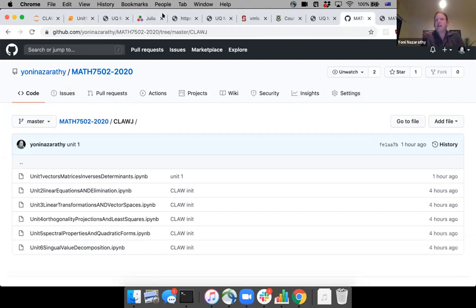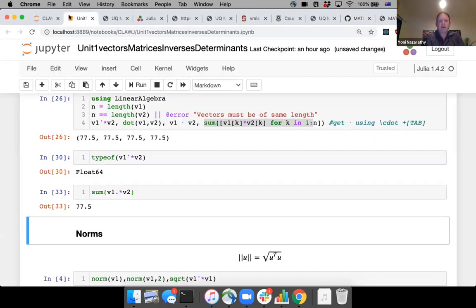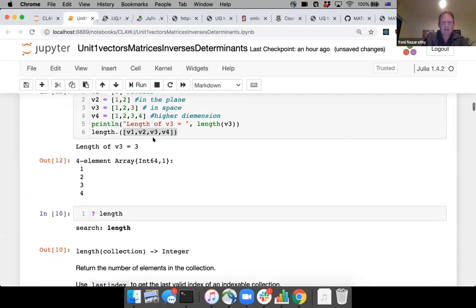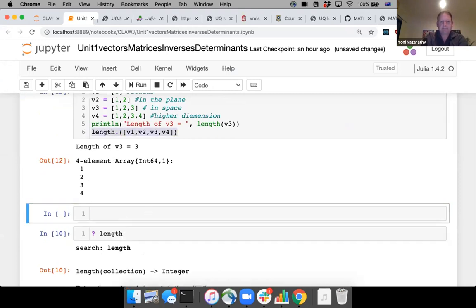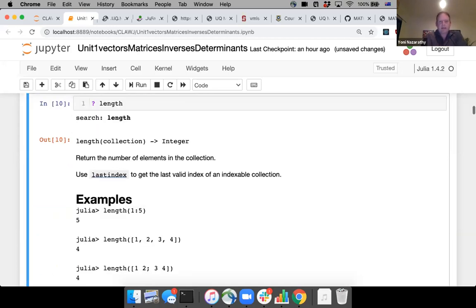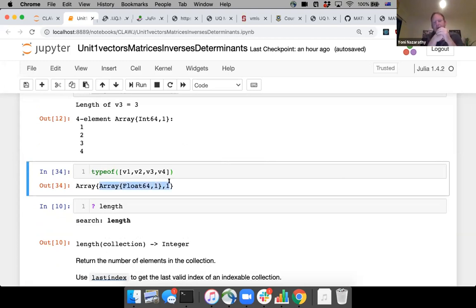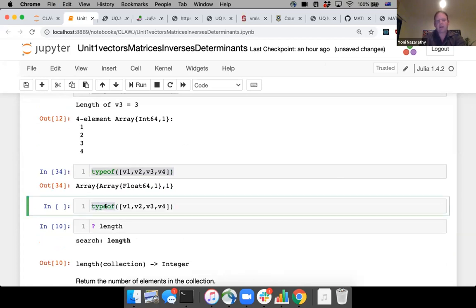What's the difference between the length and the length of that? Oh, great question. I love these questions. It's fun. Okay, let's just see what this is. The type of this guy is an array of arrays, a one-dimensional array of arrays. How many arrays are in this array? Well, there's four, right? So the length of that would be four. That just says how many vectors we have in this list, okay?